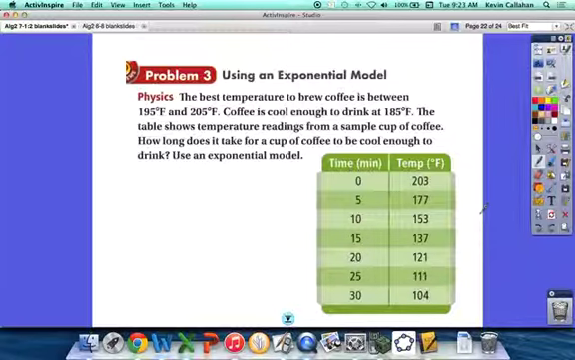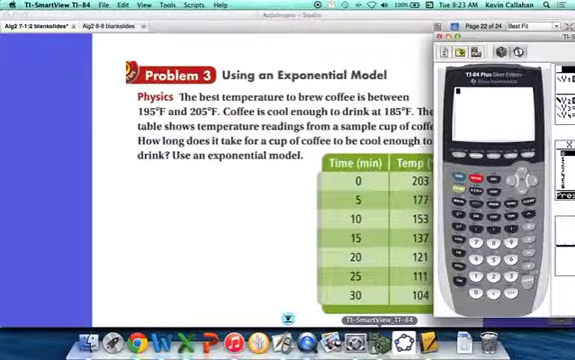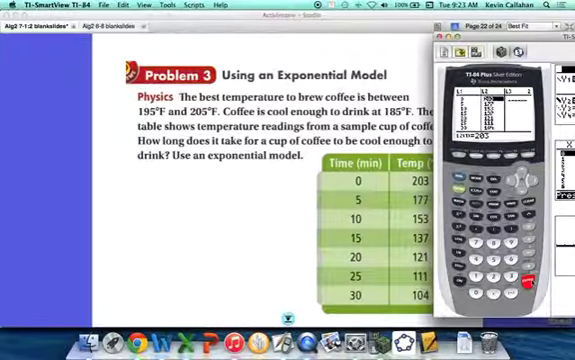Well, what did we do before when we were presented with data and we wanted to make a model out of it? You got to go stat edit, right? And you can do it if you want. I've already put it in here. Stat edit, right? I've got all these X values underneath L1, and these are the Y values underneath L2, right?